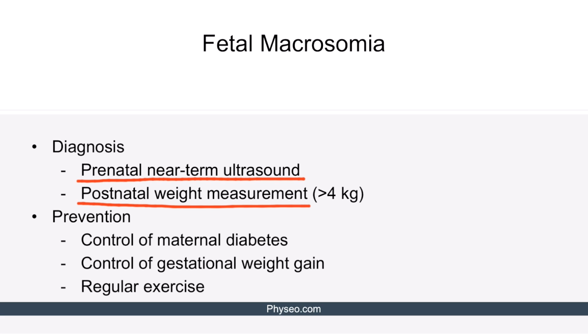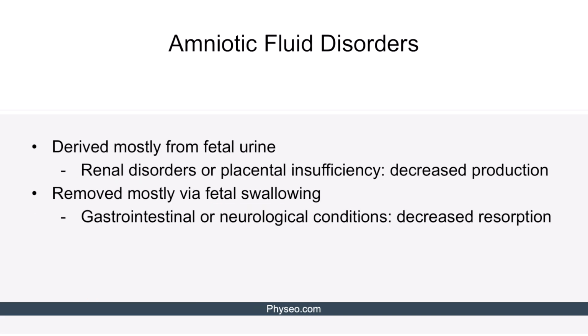Now, as for prevention, control of maternal diabetes and gestational weight gain and regular exercise is the key. In other words, if the mother is compliant with her anti-diabetic therapy, then the fetus will be exposed to less glucose, so less fetal insulin will be produced. Regular exercise, on the other hand, will prevent the pregnant woman from gaining excessive weight, which itself is a risk factor for fetal macrosomia. So now let's talk about amniotic fluid disorders.